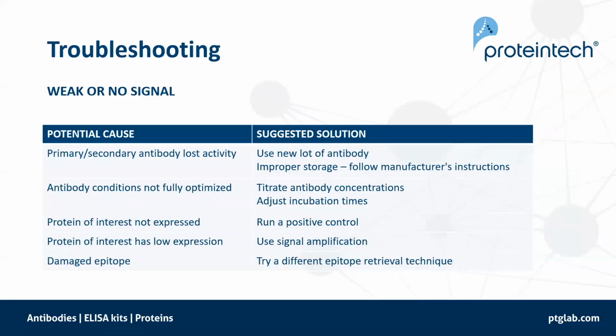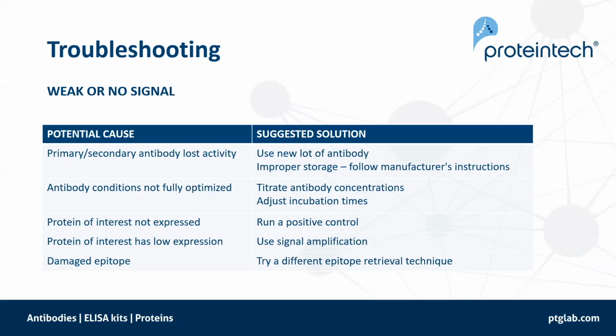What do we do if we see weak or no signal? So one issue here could just be that your primary antibody has lost activity. So make sure you're storing the antibody properly. If it says aliquot, then aliquot. But if it says, like Proteintech, do not aliquot, then do not aliquot either. So make sure that you're storing them properly.